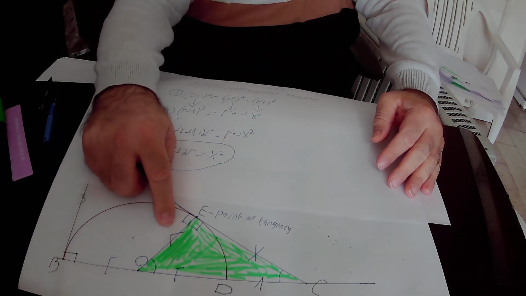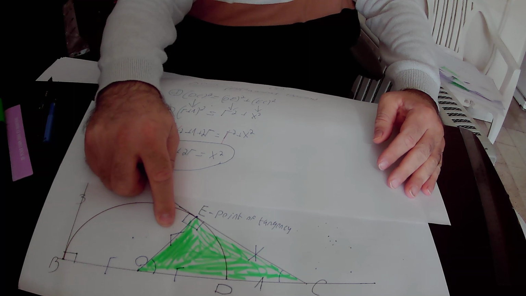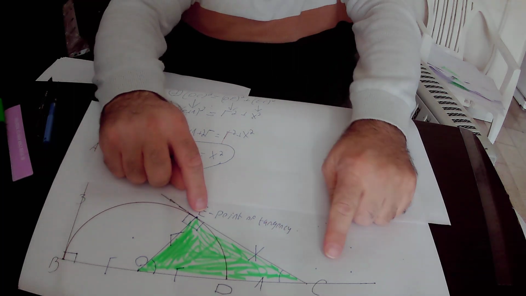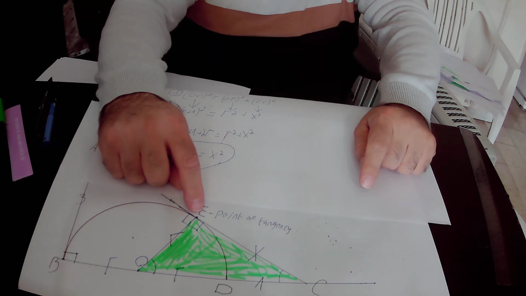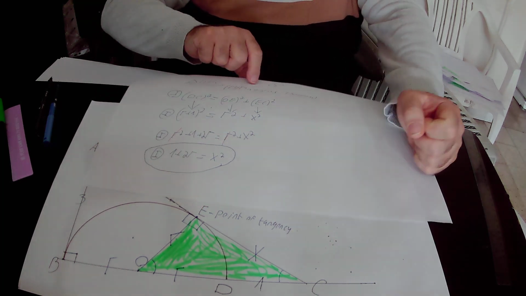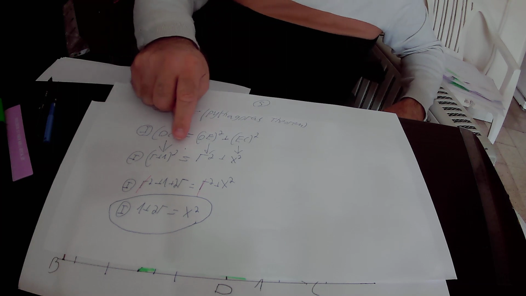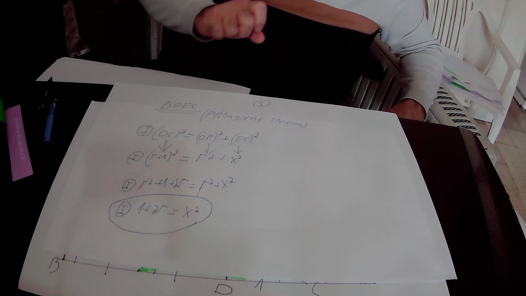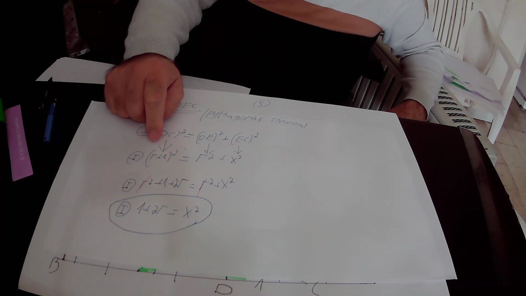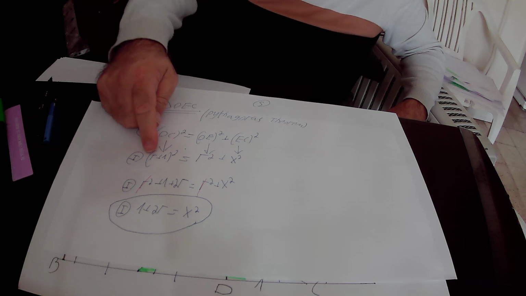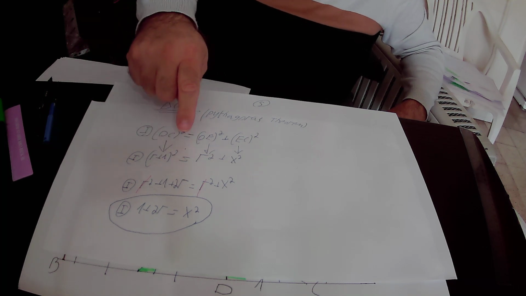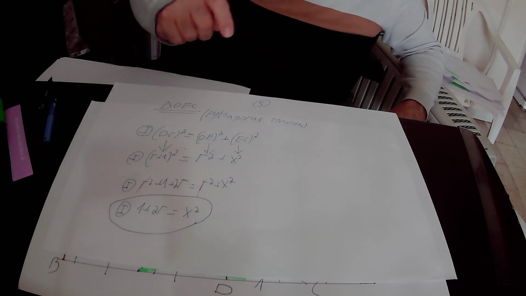OE equals R, so OE square will be equal to R square. And EC equals X according to our definition, so EC square will be equal to X square. So in total we got that (R plus 1) square equals R square plus X square. We open the bracket on this side of equation number 1 and we got that (R plus 1) square equals R square plus 1 plus 2R, and it equals R square plus X square.